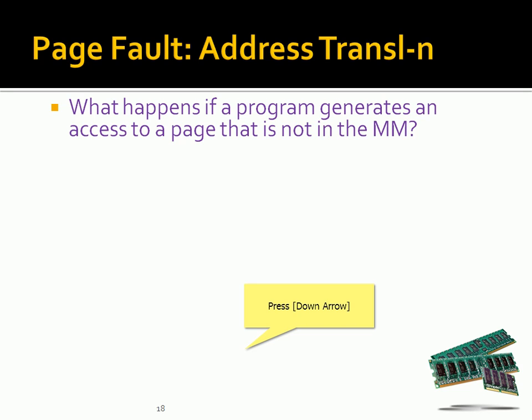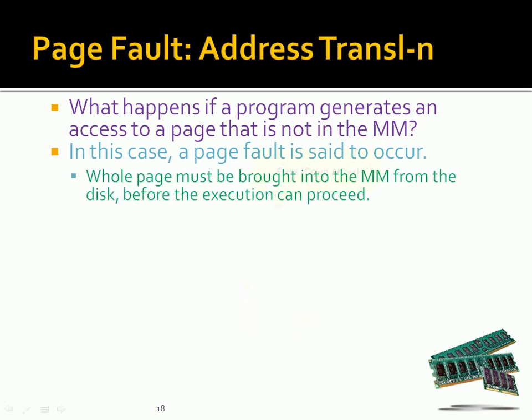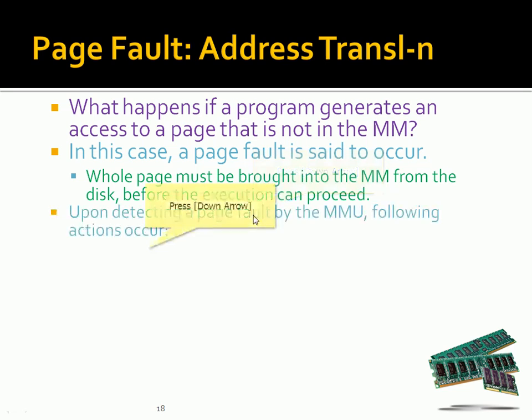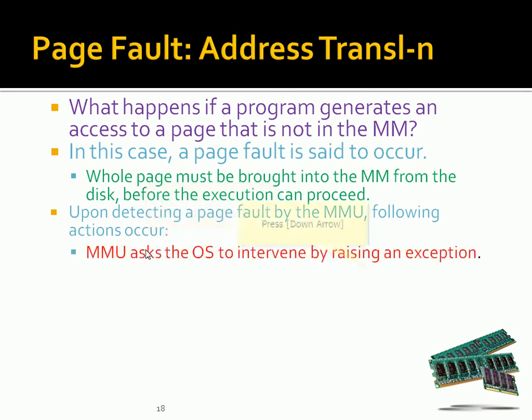That's why hurdles will be created here, right? So a disturbance, a delay, will be established here. In this case, a page fault is said to occur. The whole page must be brought into the main memory from the disk before execution commences. So upon detecting the page fault, memory management takes the following actions.